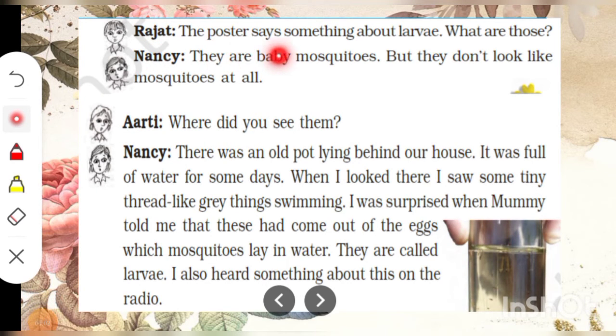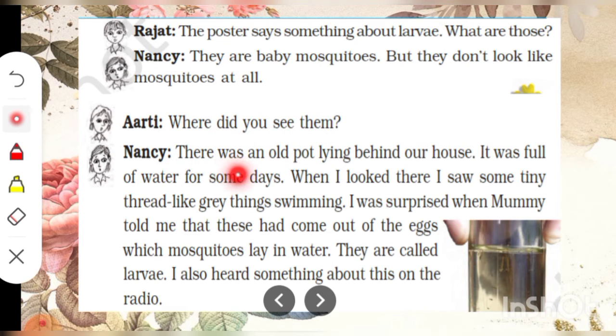Rajat, the poster says something about larvae. What are those? Nancy, they are baby mosquitoes. But they don't look like mosquitoes at all. Aarti, where did you see them?